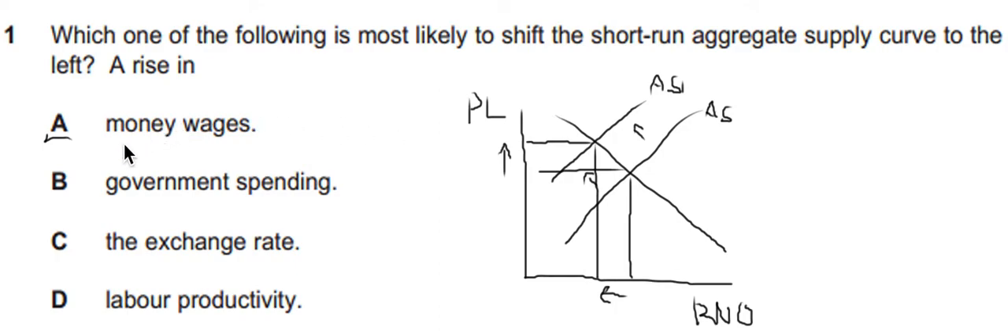So we're left with A, money wages. If money wages increase, these are wages that don't take into account inflation. So if these increase, what this means is that workers are being paid more. And for workers to be paid more, this means that firms are going to lose out and they may cut back on labour. And therefore the supply of goods and services will decrease in the short run.